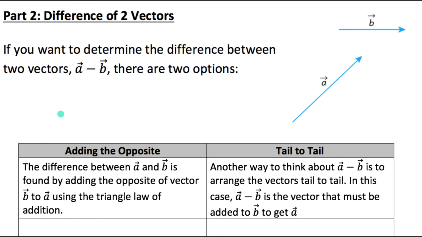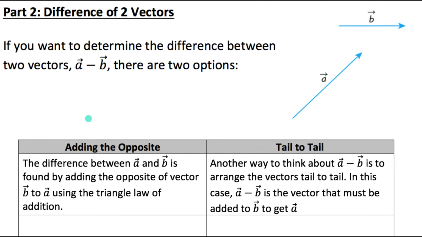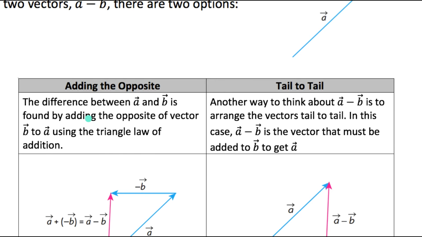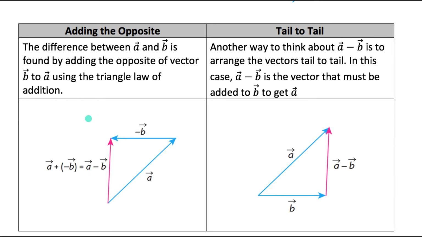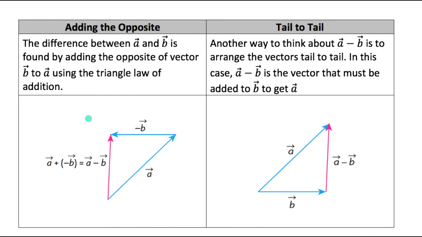Part 2, difference of two vectors. So now that you know how to add vectors and you know what opposite vectors are, we should be able to figure out two different ways to subtract vectors. I'll show you both. The first one is called adding the opposite. And now that we know what opposite vectors are, you should be able to do this one.